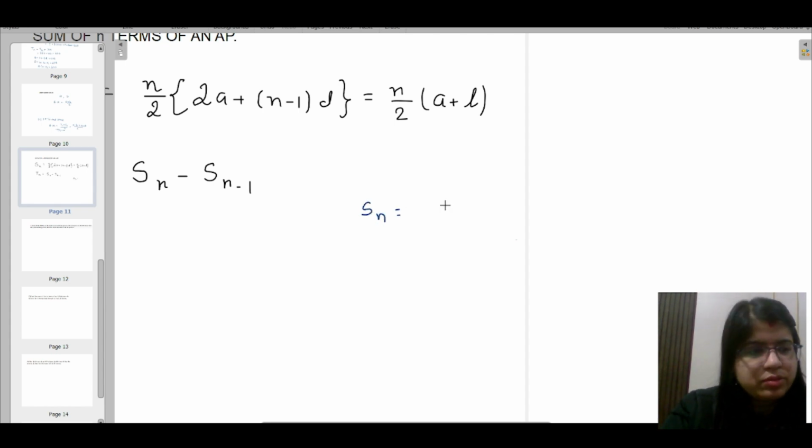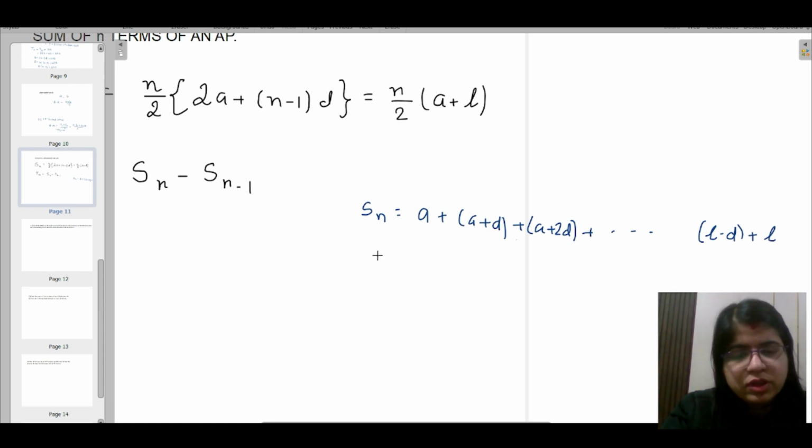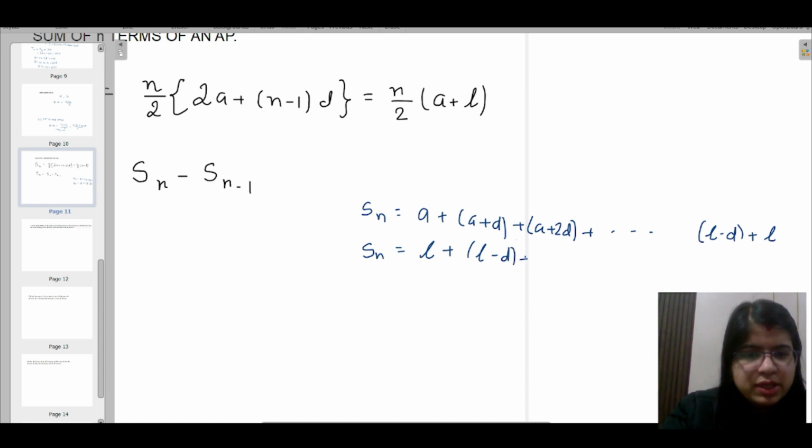Here we can write Sn as a plus (a plus d) plus (a plus 2d), like this, and the second last term will be how much here? l is there and we will subtract d, and the last term is l. Again, we can write it in the reverse form also. Like if I tell you to add 2 plus 3, you can also write 3 plus 2. Same way we will write here l plus (l minus d) plus (l minus 2d). Here in this form we will have a plus d and lastly a.